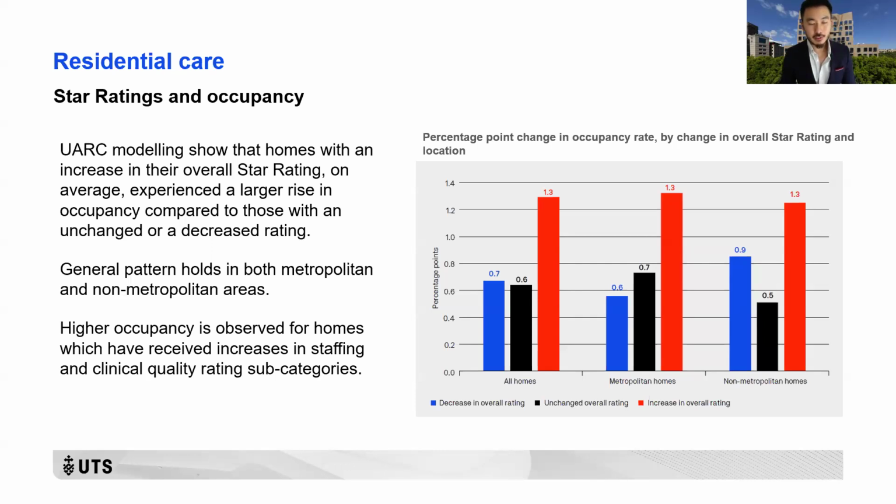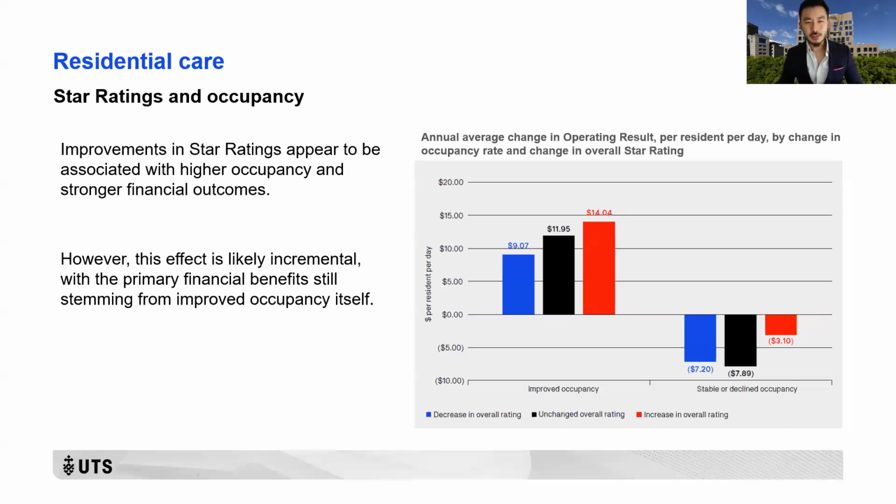A lot of this higher occupancy is for homes that actually increase their staffing and clinical quality measure rating subcategories. Moving on to the consequences of these occupancy increases, what we considered is whether or not this joint effect of a higher overall rating and a higher occupancy leads to better operating results. And what we found is that homes that had a higher overall rating and higher occupancy had higher operating results. Referring again to the graph on the right, homes that had an increase in the overall rating and had higher occupancy had a $14 increase in operating results.